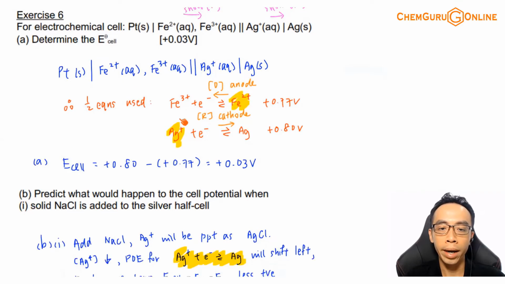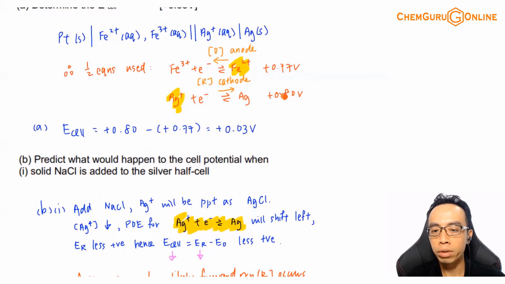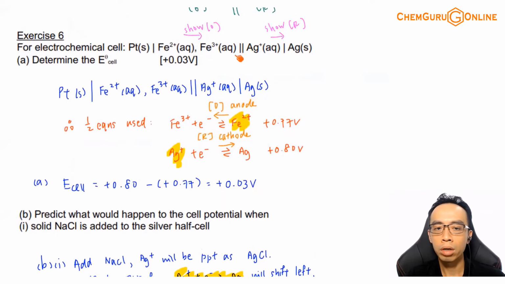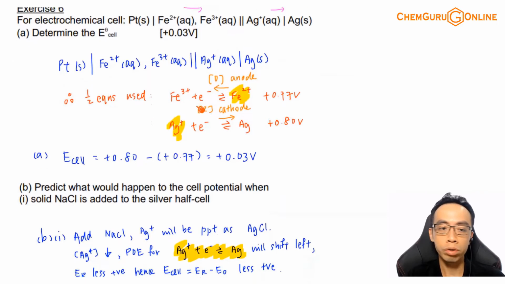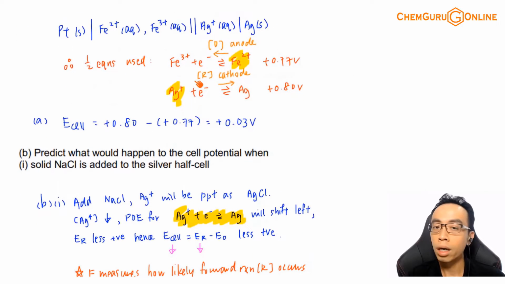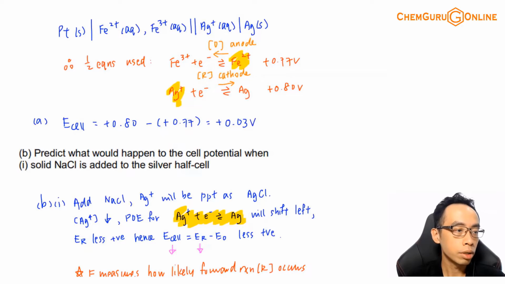Of course, we can also do it by comparing E values. More positive reduces, more negative oxidizes. So the silver half cell undergoes reduction, the iron half cell undergoes oxidation, but it's not really necessary because you notice the cell notation already tells me who is oxidized or who is reduced. The process is already given in the question. So this is involving part A.